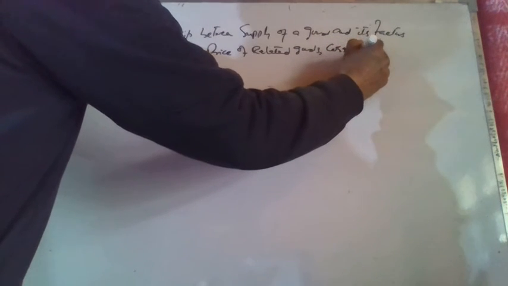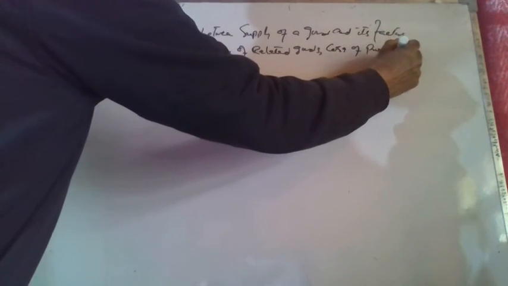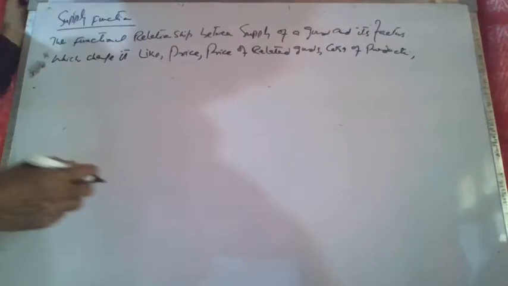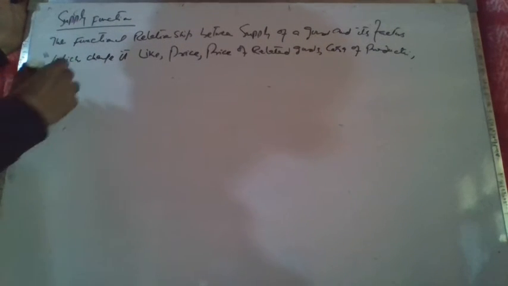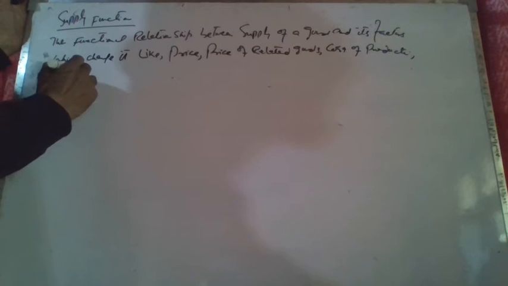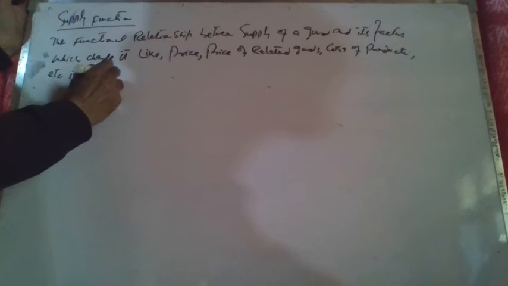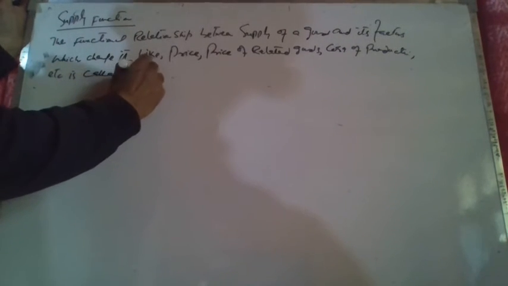इसी तरह है cost of production है. So these are the factors which change the supply of a good, supply of related goods, this cost of production, etc. is called a supply function.